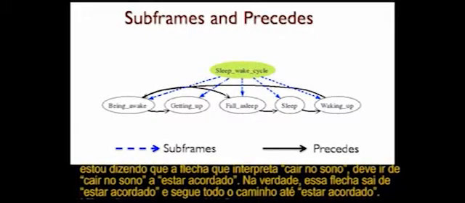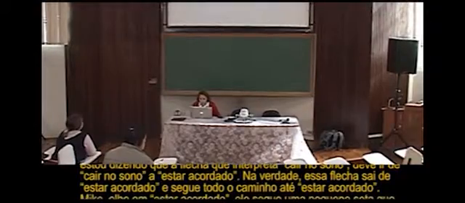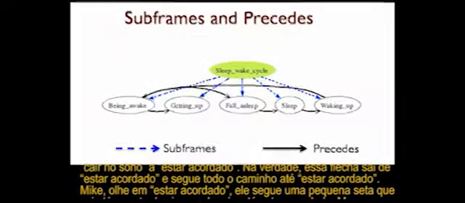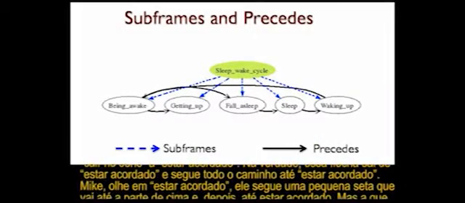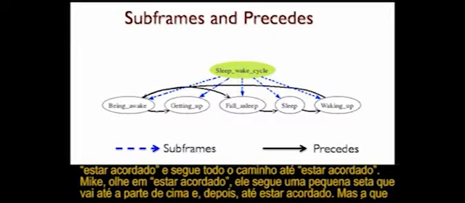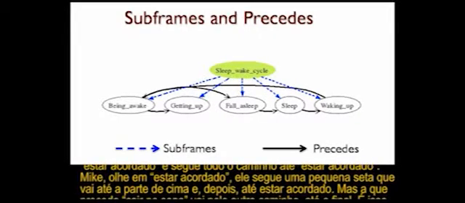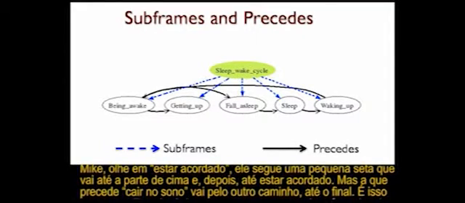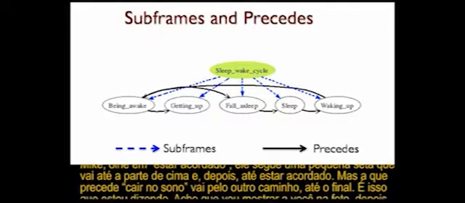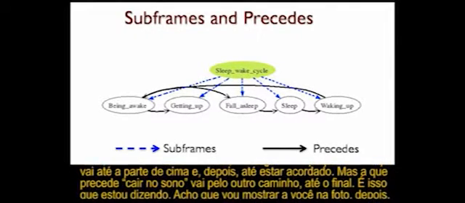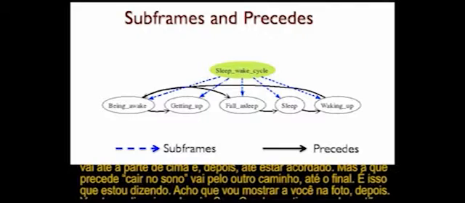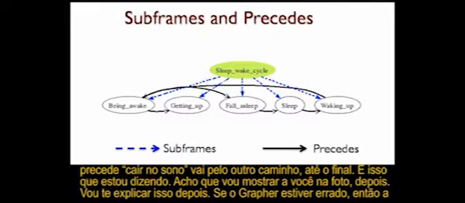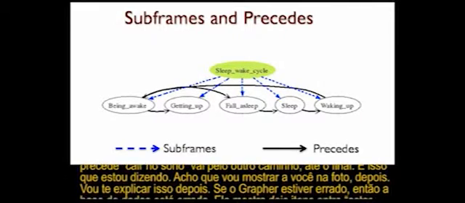This is from the grapher. I'm just saying that the arrow that you were interpreting as going from fall asleep to being awake actually comes from waking up, goes all the way across, and precedes being awake. Look at being awake. Follow the shorter arrow on the top, and it goes to fall asleep. Being awake precedes fall asleep, and then it goes the other way from waking up. That's all I was saying. I think I'll show you on the depiction afterwards. Okay.